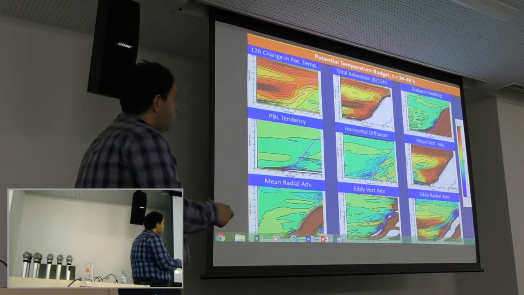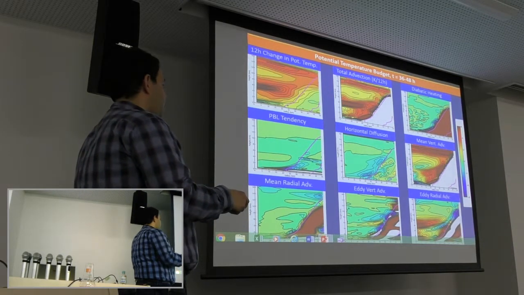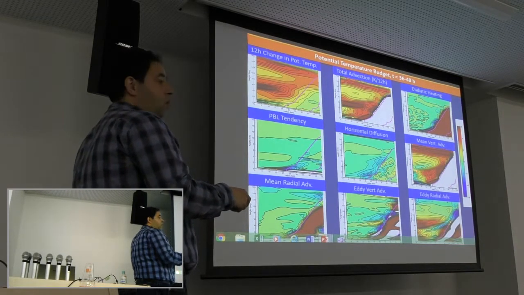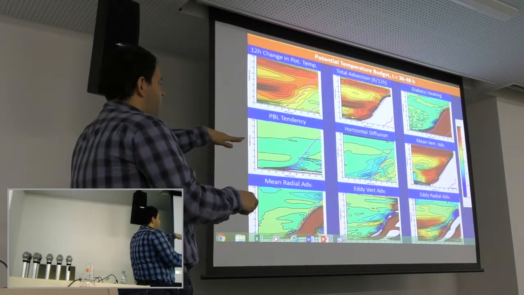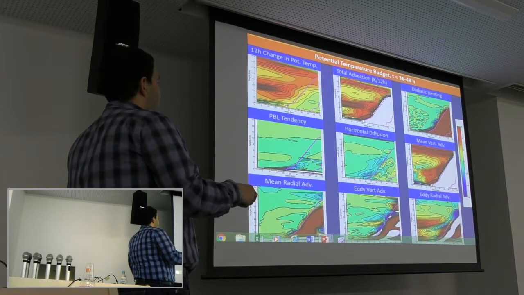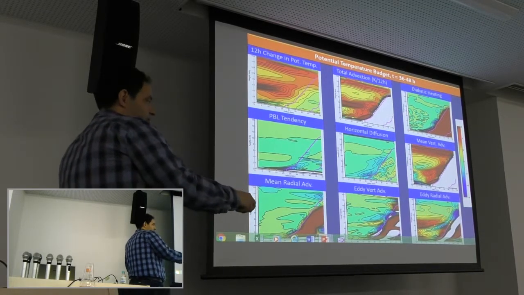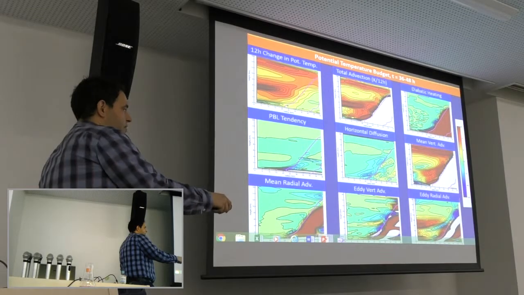And if you look at the mean vertical advection in the eye, you're starting to get mid-level warming from descent in much of the eye at mid-levels. So that somewhat corresponds with the total advection change. We still, at this time, have large eddy radial advection.